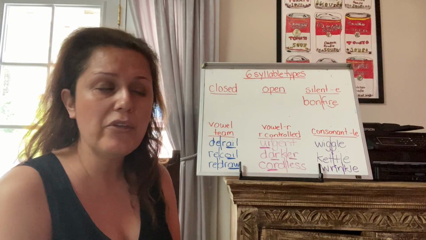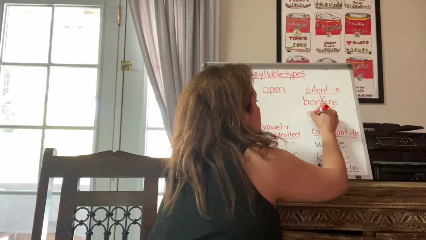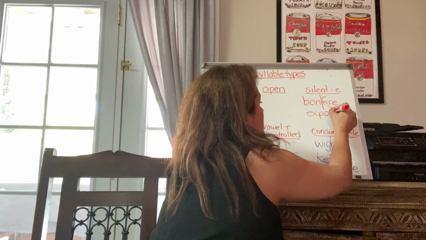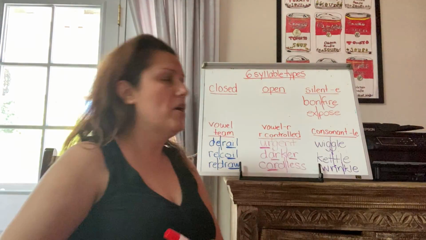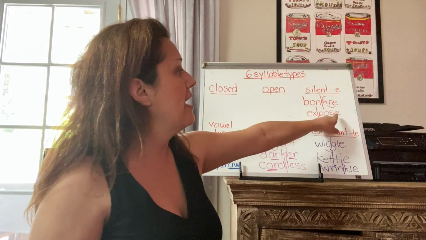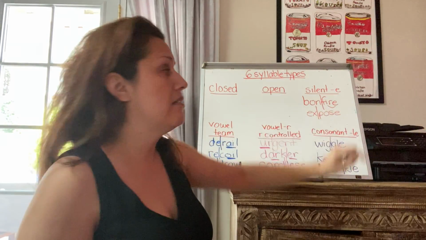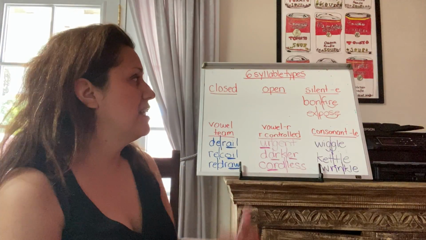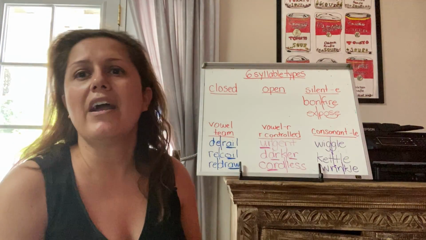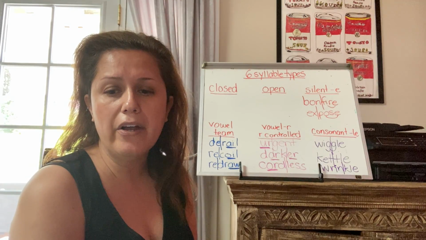Okay, so that's what makes it a silent E syllable type. If I have the word expose, so pose. That silent E is telling the O, say your name, say a long vowel, expose, instead of being expose with a short O, right? Which is not a word. Okay, so I'm gonna show you one more there.